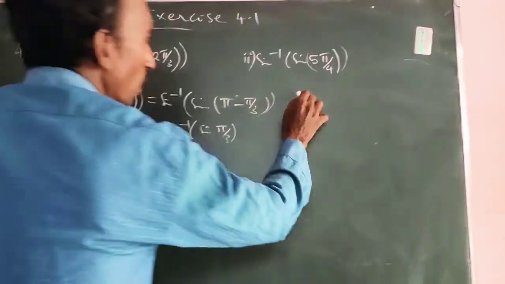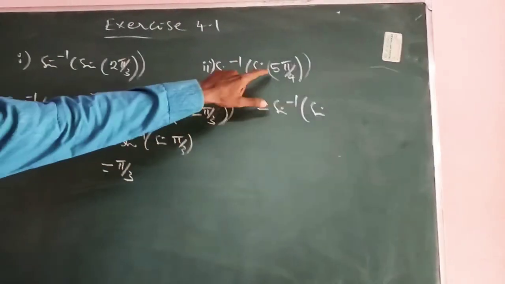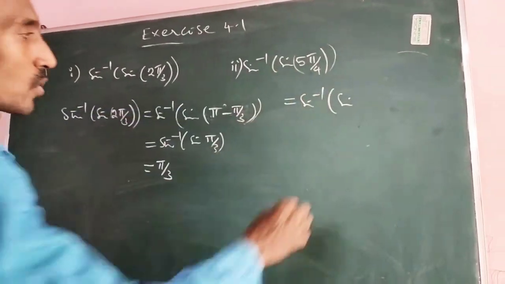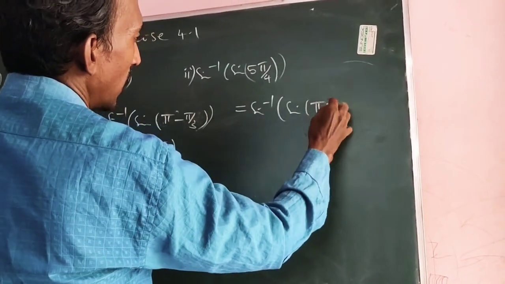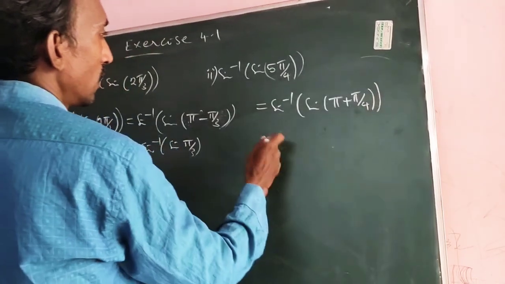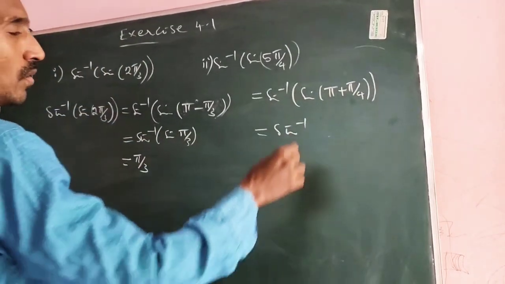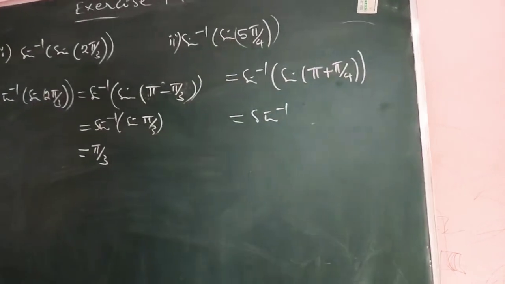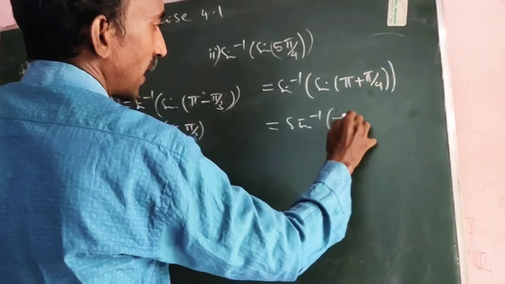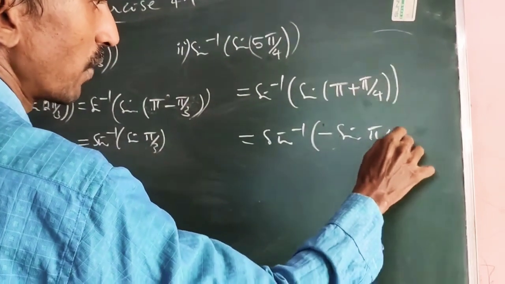Okay, so the given one equals sine inverse of sine, again 5 into 45, that is 225. So it can be written as 180 plus 45 degree. Okay, so sine inverse of, so what is that? 225 degree means it is in the third quadrant, sine negative, so we are getting minus sine. So no change, sine pi by 4.